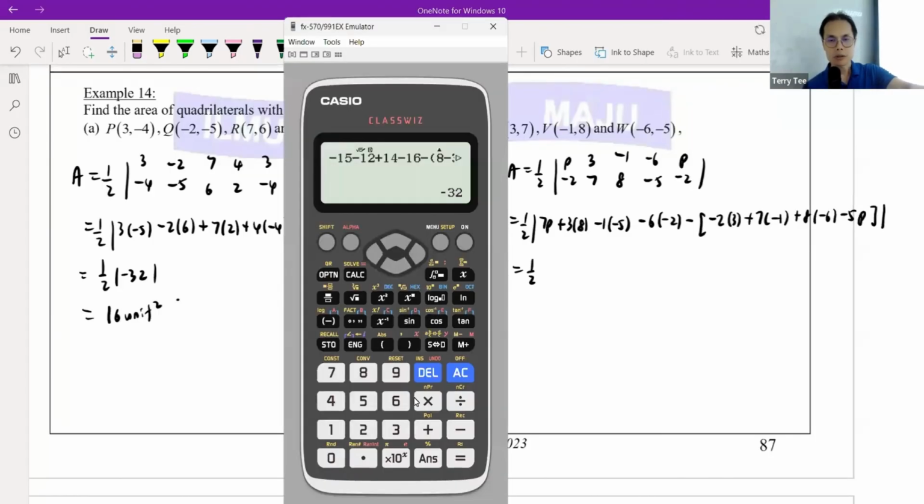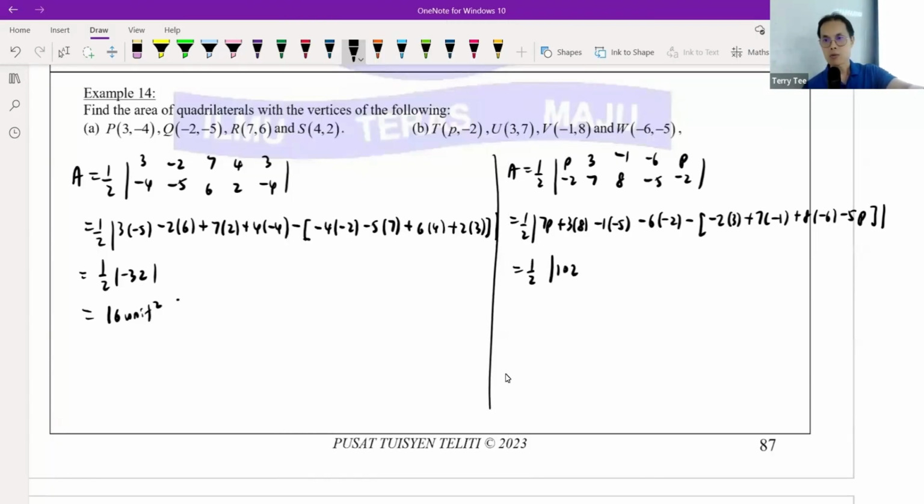Your number is 24 plus 5 plus 12. Then you minus, open bracket, minus 6, minus 7, minus 48. So 102. For the unknown, I have 7p here, minus a plus, plus 5p. It gives us 12p. Half of it, 6p plus 51.